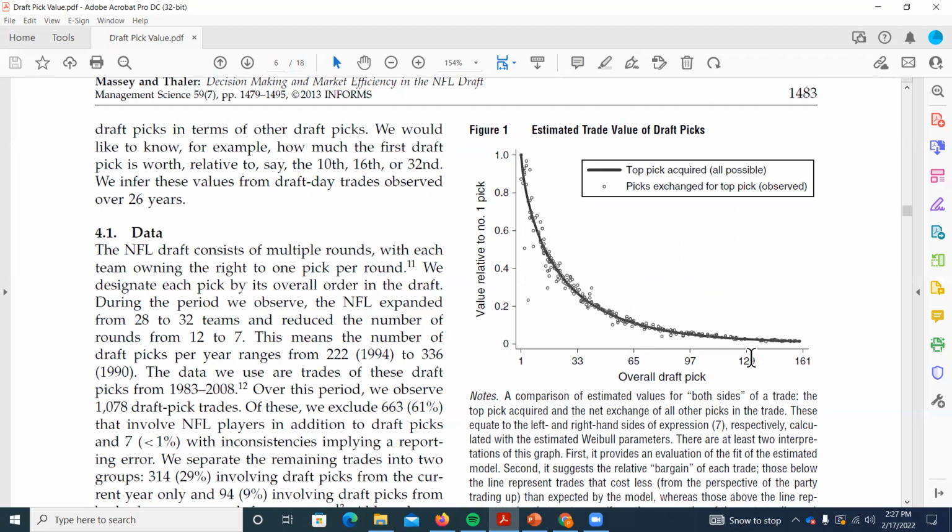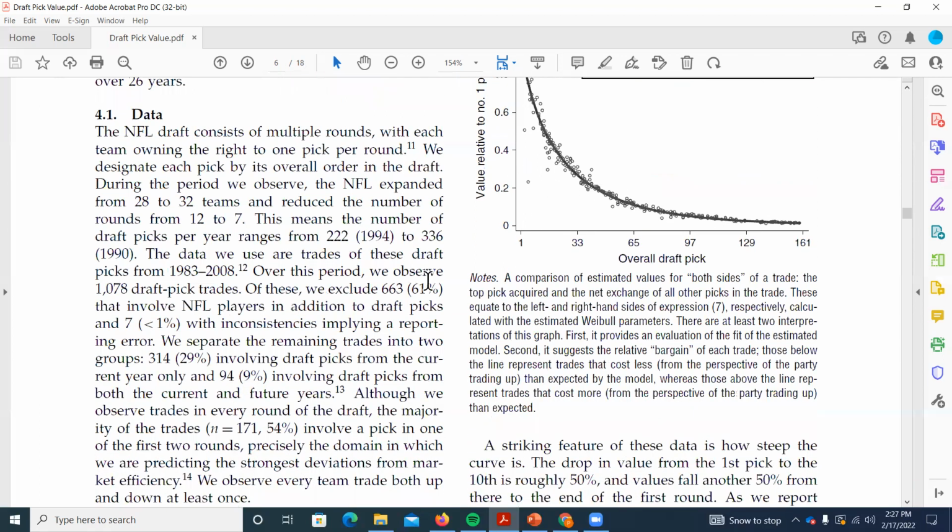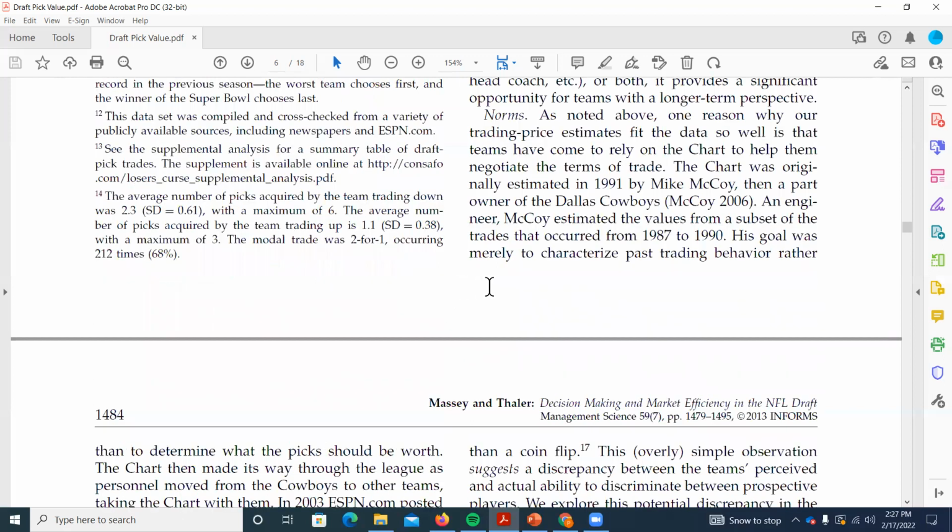So if I'm thinking about, I don't even know what round this would be, about the 4th to the 5th round, there's not a whole lot of difference in the value of the players. But if I'm looking at pick 1 to 15, ooh, man, that drop off is quite a bit. Right? So the way they came up with this, let me see if I can find the equation.